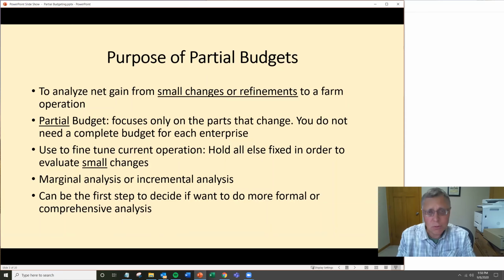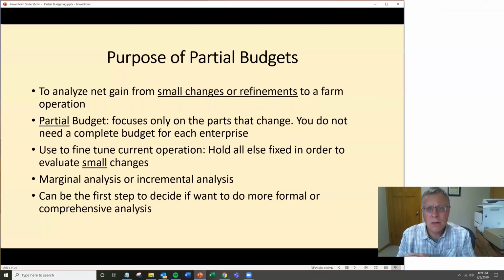A couple other terms that are sometimes used are incremental analysis or marginal analysis. And we'll come back to that when we go on to the next section of the course. I often think of this from a practical perspective: if you're looking at some sort of change, you often will do a partial budget, kind of like a back-of-the-envelope calculation. And then if it looks promising, or if you're not sure, you go and do a deeper level analysis, but it's often the first cut.